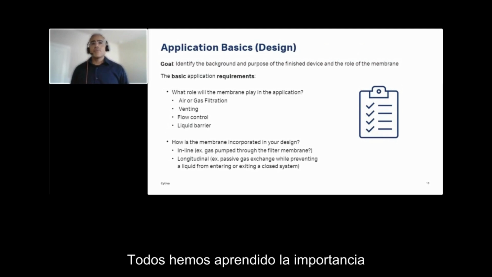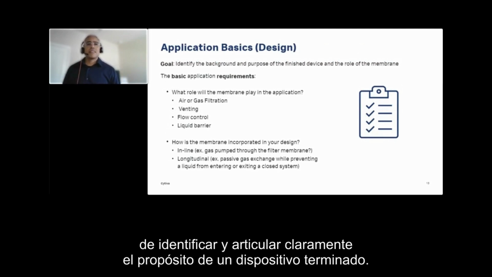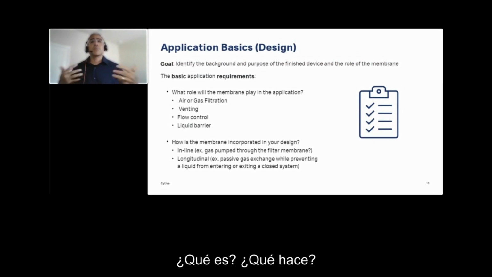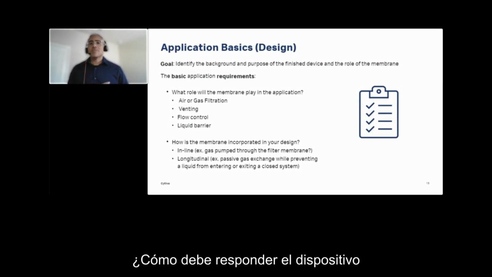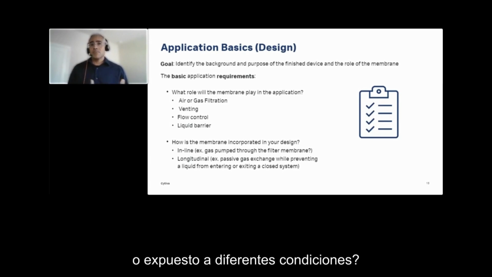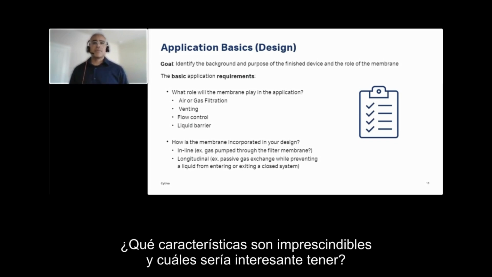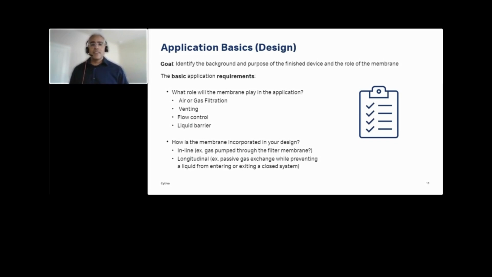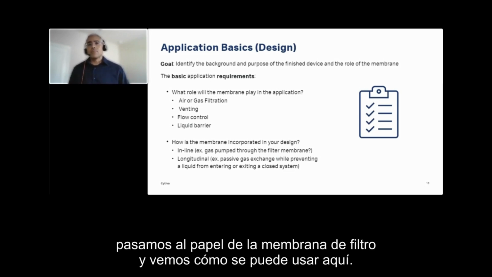So we've all learned of the importance of identifying and clearly articulating the purpose of a finished device. What is it? What does it do? How does it do it? How does the device need to respond when it's in the hand of different users or exposed to different conditions? What features are must-have versus nice-to-have? So once these questions are answered, then we turn to the role of the filter membrane and see how it falls into place.